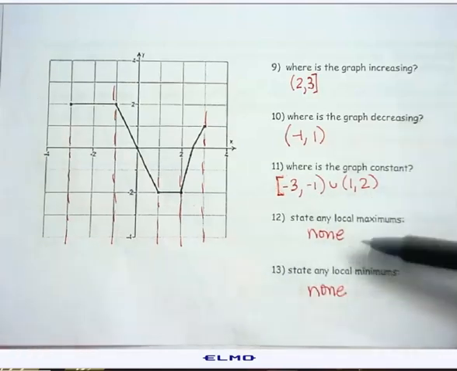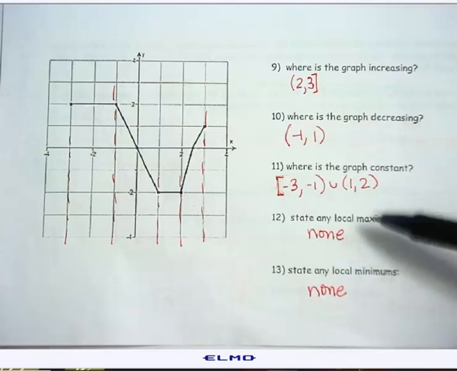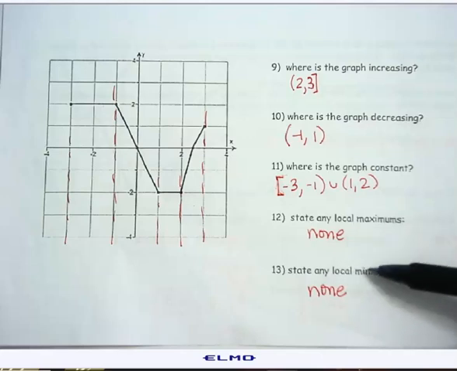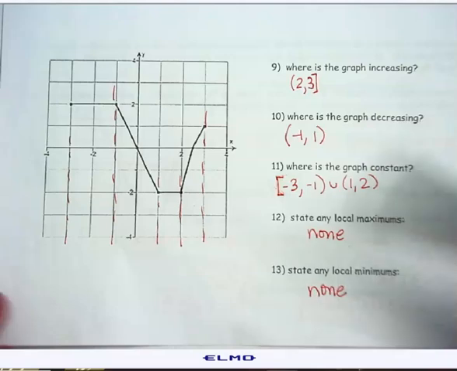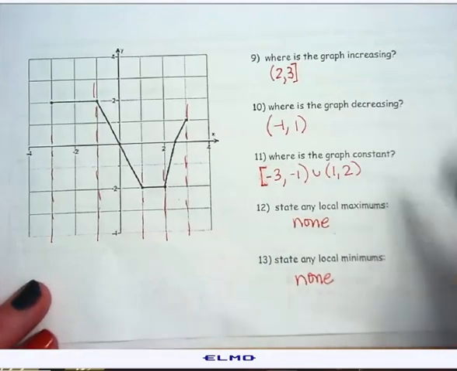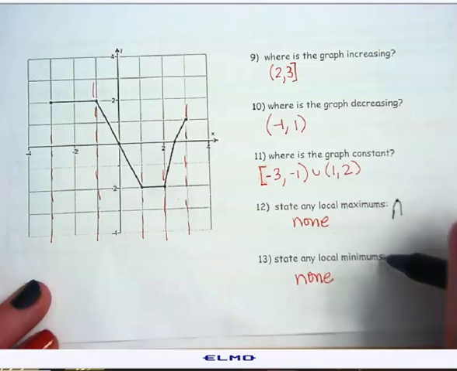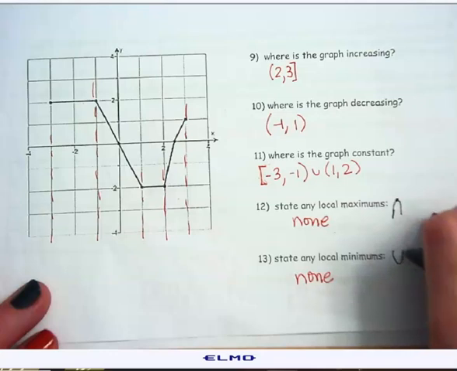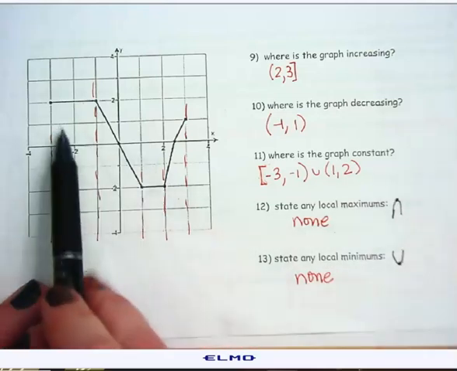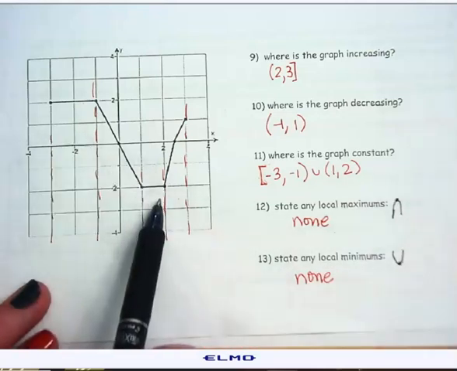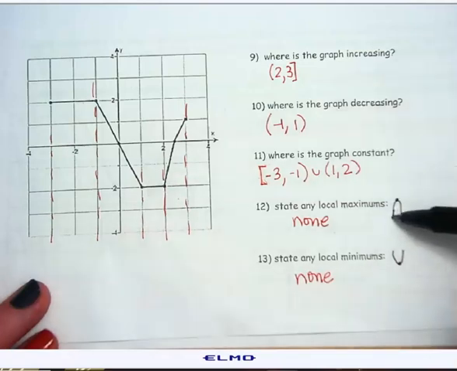Now this next one was the trickiest part. It says to state any local maximums or local minimums. It doesn't mean a max or a min, it means local. That's when the behavior changes: a local maximum changes from increasing to decreasing, and a local min changes from decreasing to increasing. Now we have maximum and minimum values, but they don't occur where this behavior is happening.